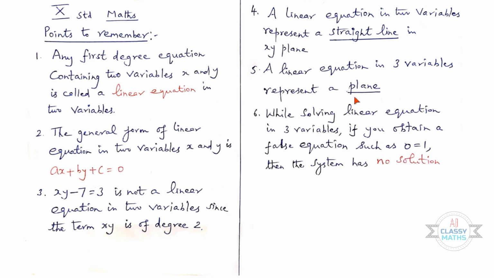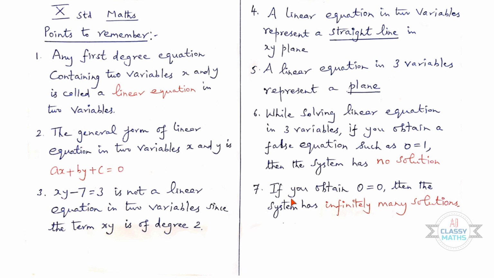Sixth one, while solving linear equation in three variables, if you obtain a false equation such as 0 is equal to 1, then the system has no solution. Seventh one, if you obtain 0 is equal to 0, then the system has infinitely many solutions.